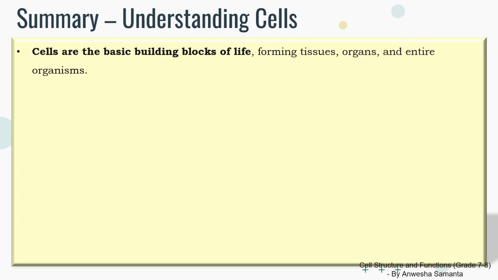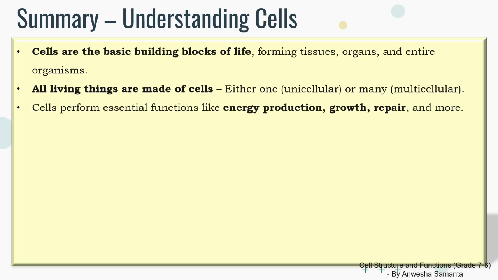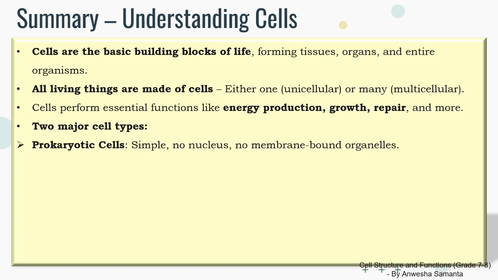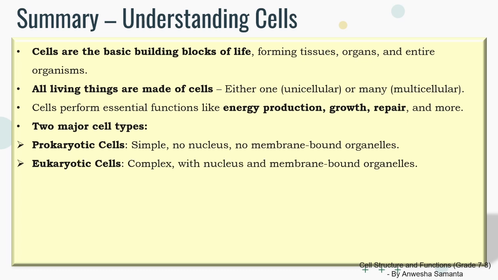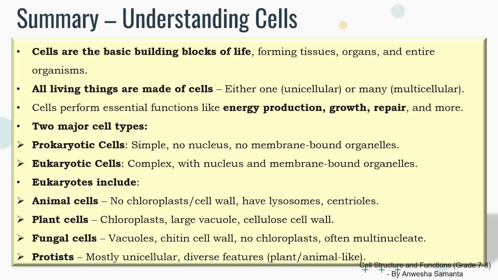Cells are life's building blocks. All living things are made of cells, either one or many. Cells carry out vital jobs like producing energy, growing, repairing, and much more. There are two main types of cells: prokaryotes, small, simple, no nucleus, no membrane-bound organelles; eukaryotes, larger, complex, with a nucleus and membrane-bound organelles. Eukaryotes include animal, plant, fungal, and protist cells.